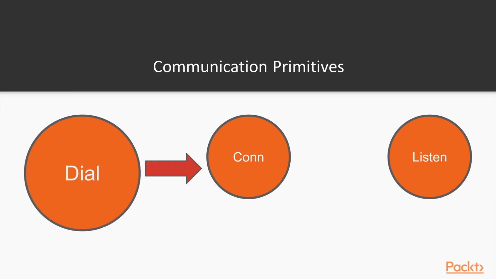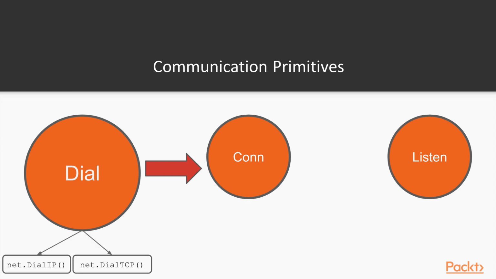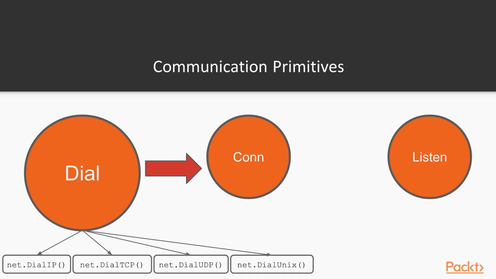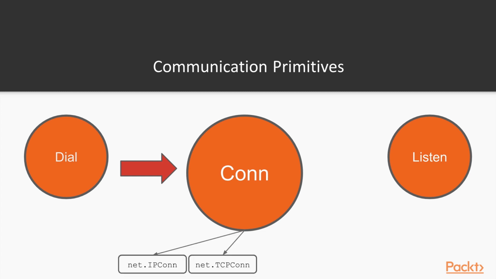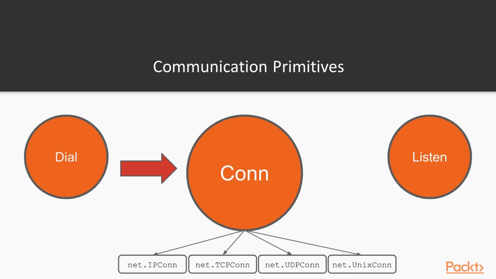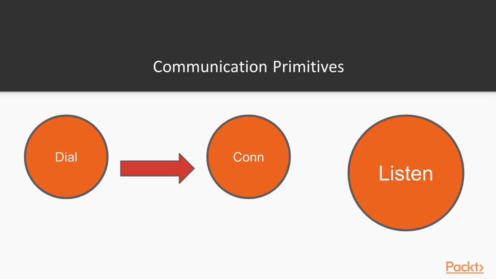When a program initiates a dial, it receives a connection to communicate with a remote host. Go provides several dialing functions to support different protocols, including DialIP, DialTCP, DialUDP, and DialUnix. Similarly, Go offers several connection types for each of its supported protocols, including an IP connection, TCP connection, UDP connection, and a Unix connection.